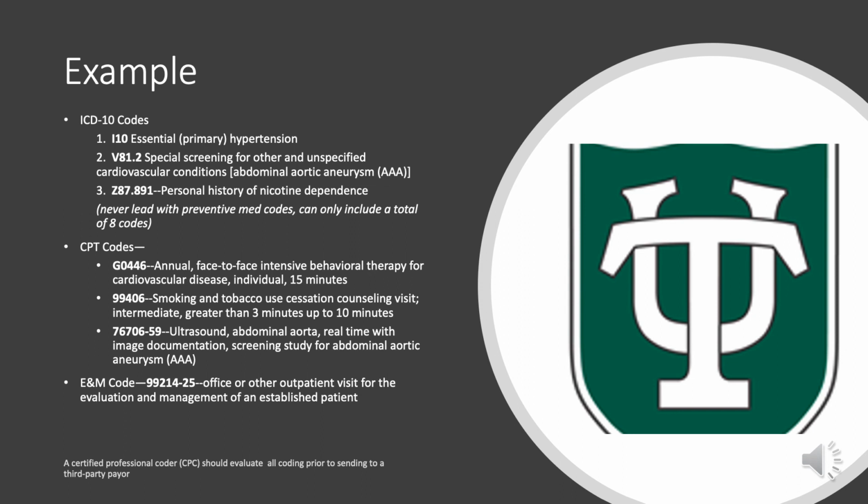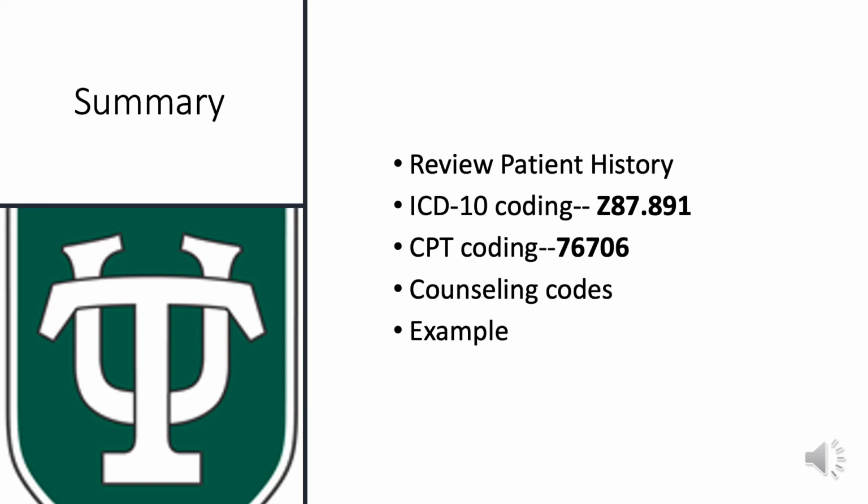So to summarize what we've talked about today, it's important to review the patient history and see if they've had a prior screening for abdominal aortic aneurysm, as this only can be paid for once in their lifetime. Next thing we discussed was ICD-10 coding. The biggest one to remember there is the Z87891, the personal history of nicotine dependence. The only CPT code you really need to use is 76706 for screening.